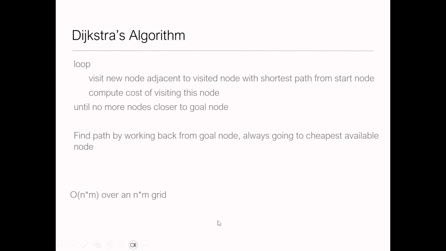Okay, so what is the cost of Dijkstra's algorithm? Well, basically you're evaluating the cost at every point in the grid. And so if your grid has n rows and m columns, it's O of n times m, assuming you can get to grid locations efficiently, in O of one time.